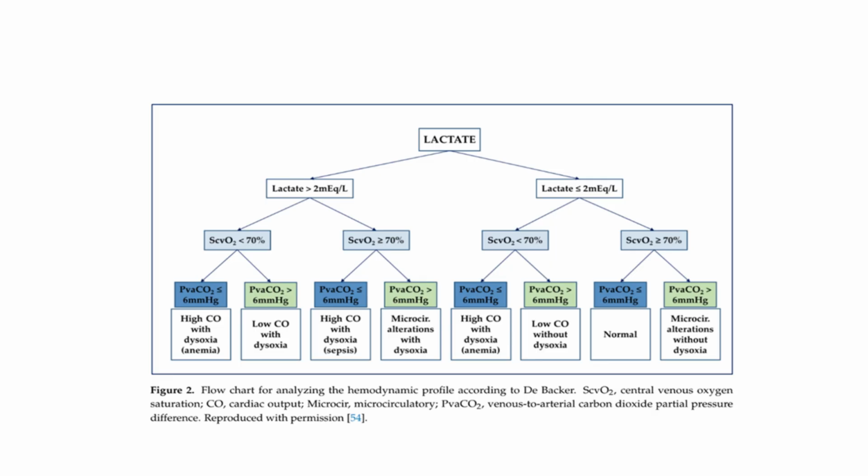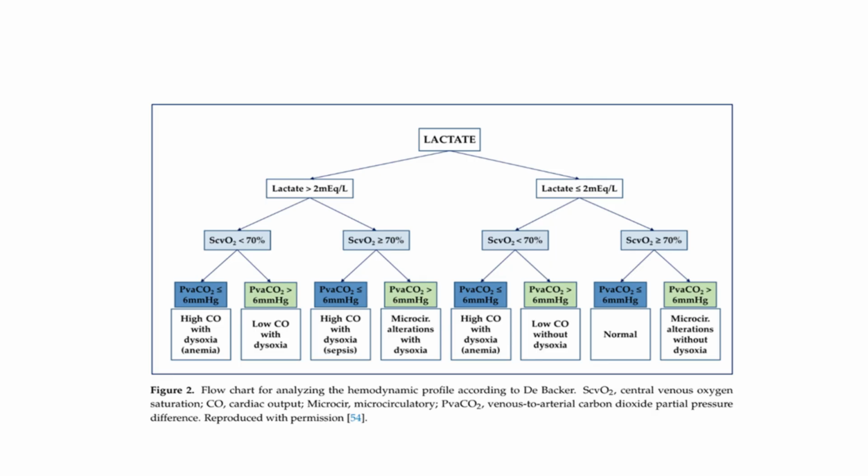Now, by combining ScvO₂ and PvaCO₂, we can identify 4 main clinical patterns. First, when ScvO₂ is low and PvaCO₂ is high, this indicates both insufficient oxygen delivery and low flow. This is typical of low cardiac output shock, where tissues are truly hypoxic. Second, when ScvO₂ is low but PvaCO₂ is normal, blood flow is adequate, but oxygen delivery is still insufficient. This often points to reduced oxygen carrying capacity, such as anemia or hypoxemia.